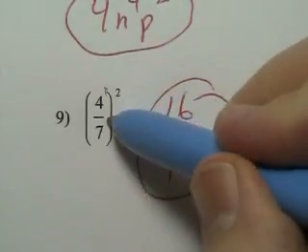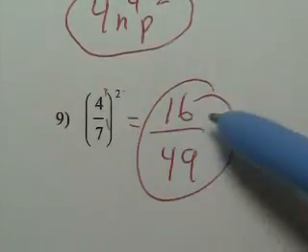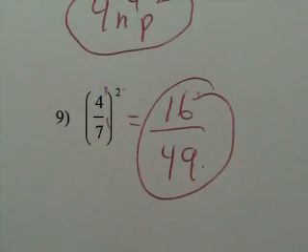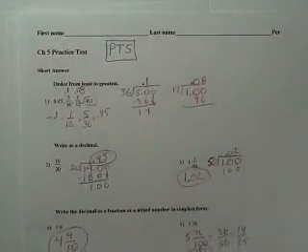Number 9, again, we're multiplying the exponents. That's 4 squared over 7 squared. That's 16 over 49. Okay, now turn to the back side.